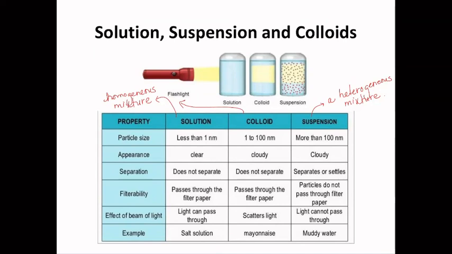Lastly, we're going to talk about how light can pass through any of these three different types of mixtures. Well, you can see that the only one that you can pass light through is going to be the solution. The colloid scatters the light, and then the light cannot actually pass through a suspension. And in the last part, we can see examples of solutions, colloids, and suspensions. So this is just to illustrate the different types of mixtures that are out there.